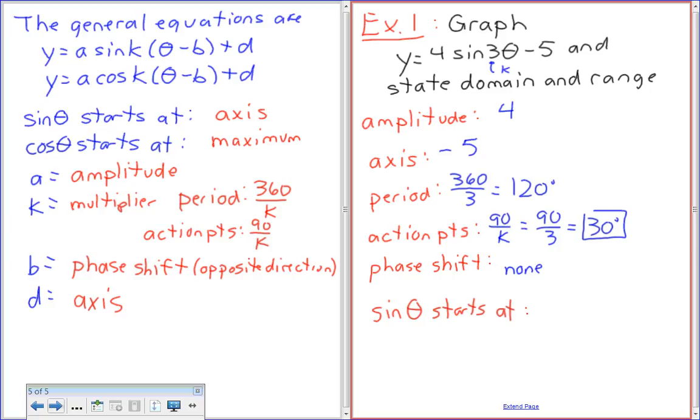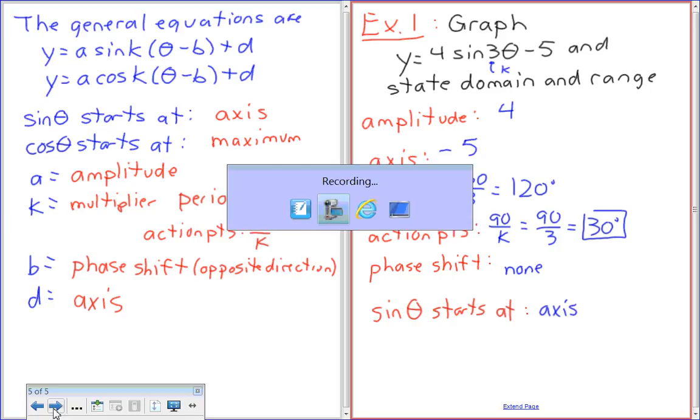Juliana, to finish up here, where is sine going to start at? Very good. So again, if you can't remember that sine starts at the axis, what I'd recommend doing is just typing in sine of 0 or close to 0, and that'll tell you 0. I'm going to pause the video, and then we're going to move on to the graph.